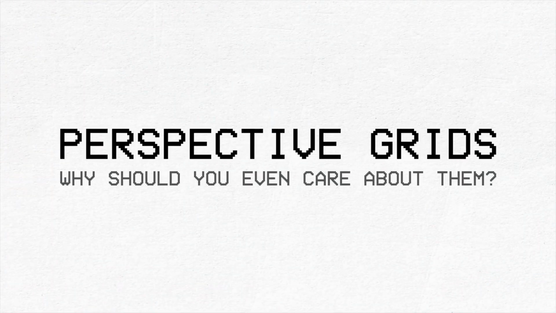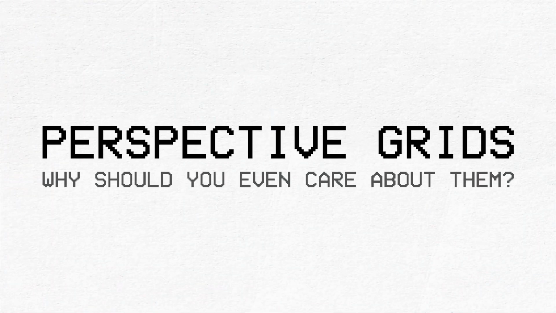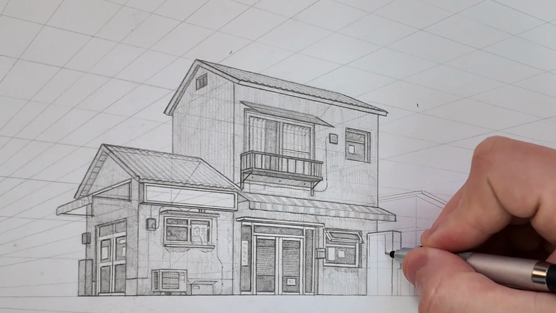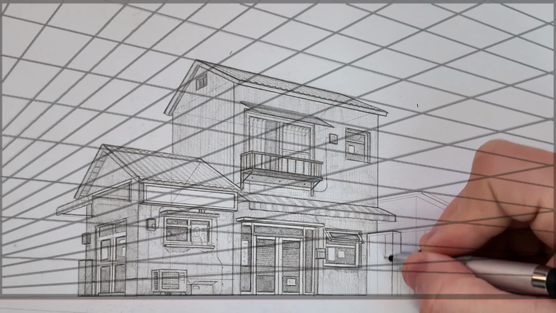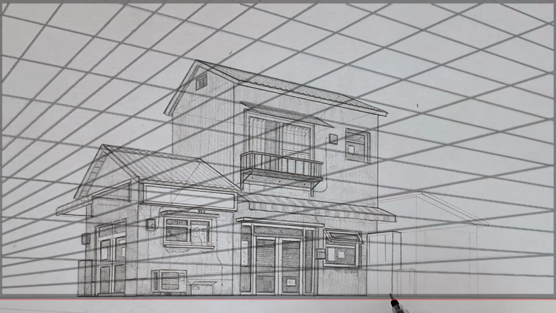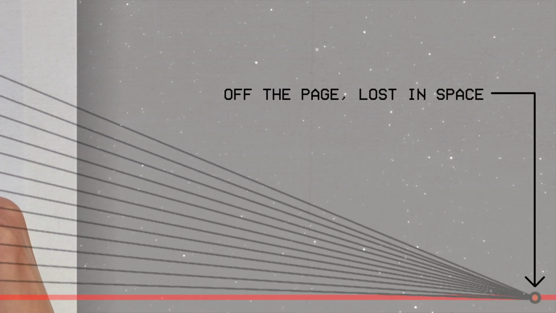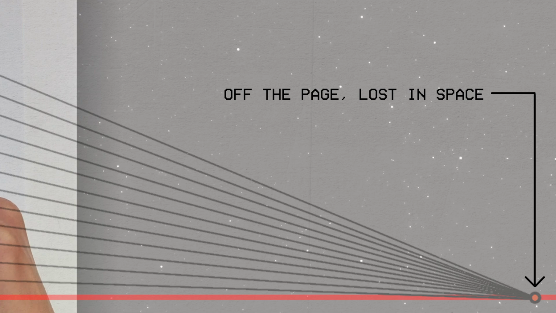So, first of all, why are perspective grids so useful? Well, the first thing that comes to mind is how frustrating it can be when you are drawing in perspective and a vanishing point is off the page, meaning you can't see it, and it could be very far away, depending on the angle of the object you are drawing.